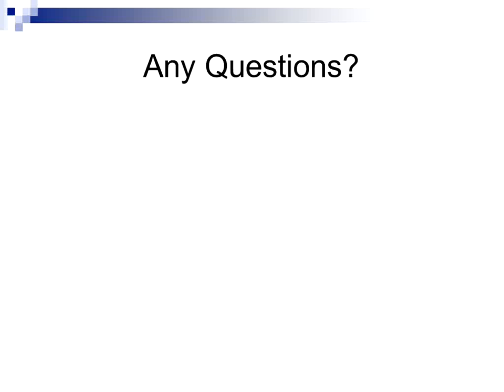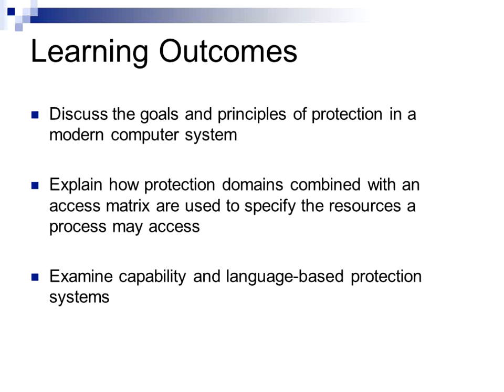Okay, well, let's continue then on to our topic for this week, which is protection. This week we'll be talking about the goals and principles of protection in a modern computer system, explain how protection domains combined with an access matrix are used to specify the resources that a process may access, and examine capability and language-based protection systems.